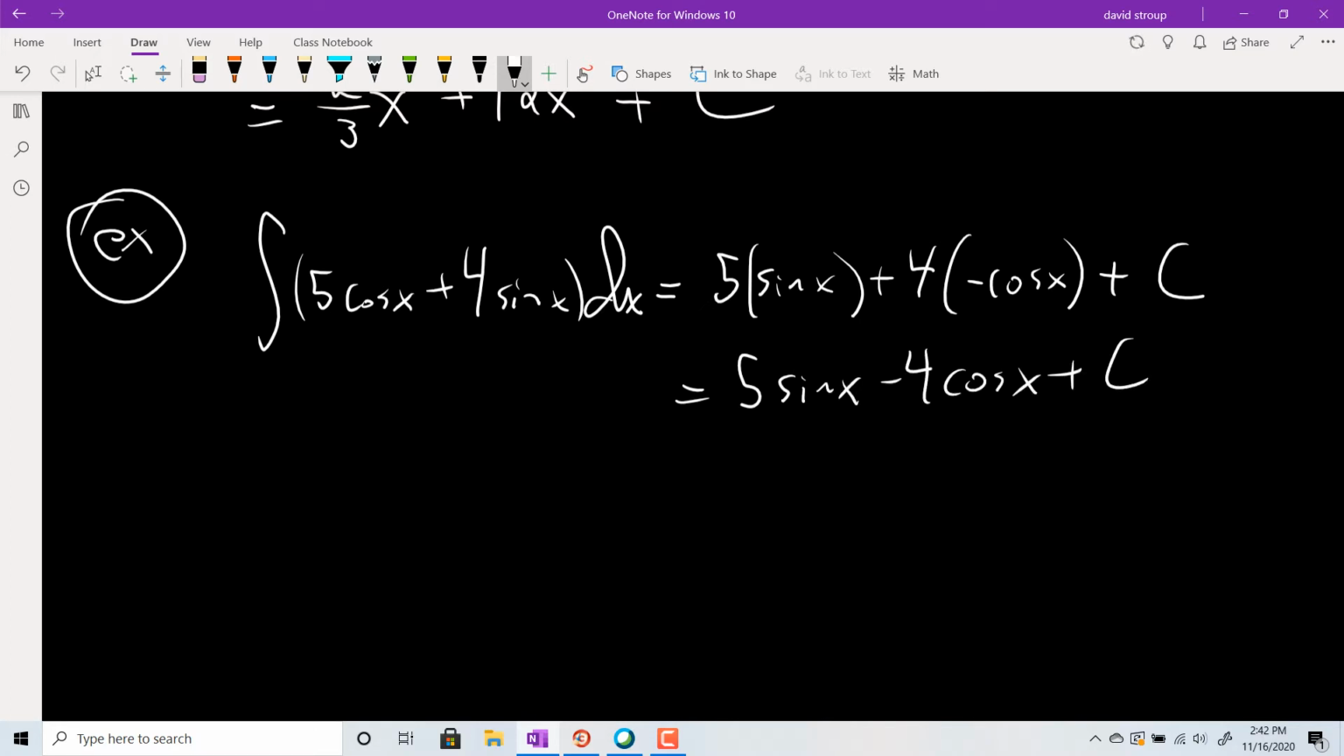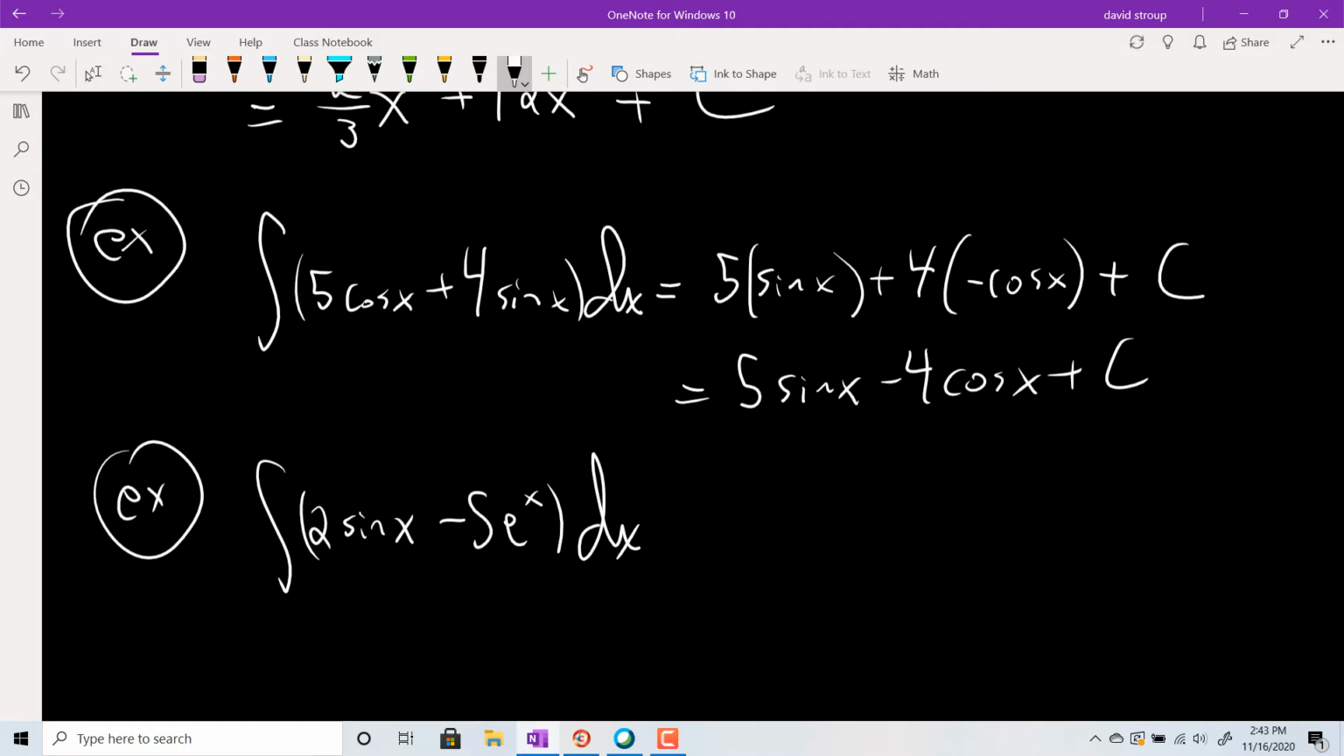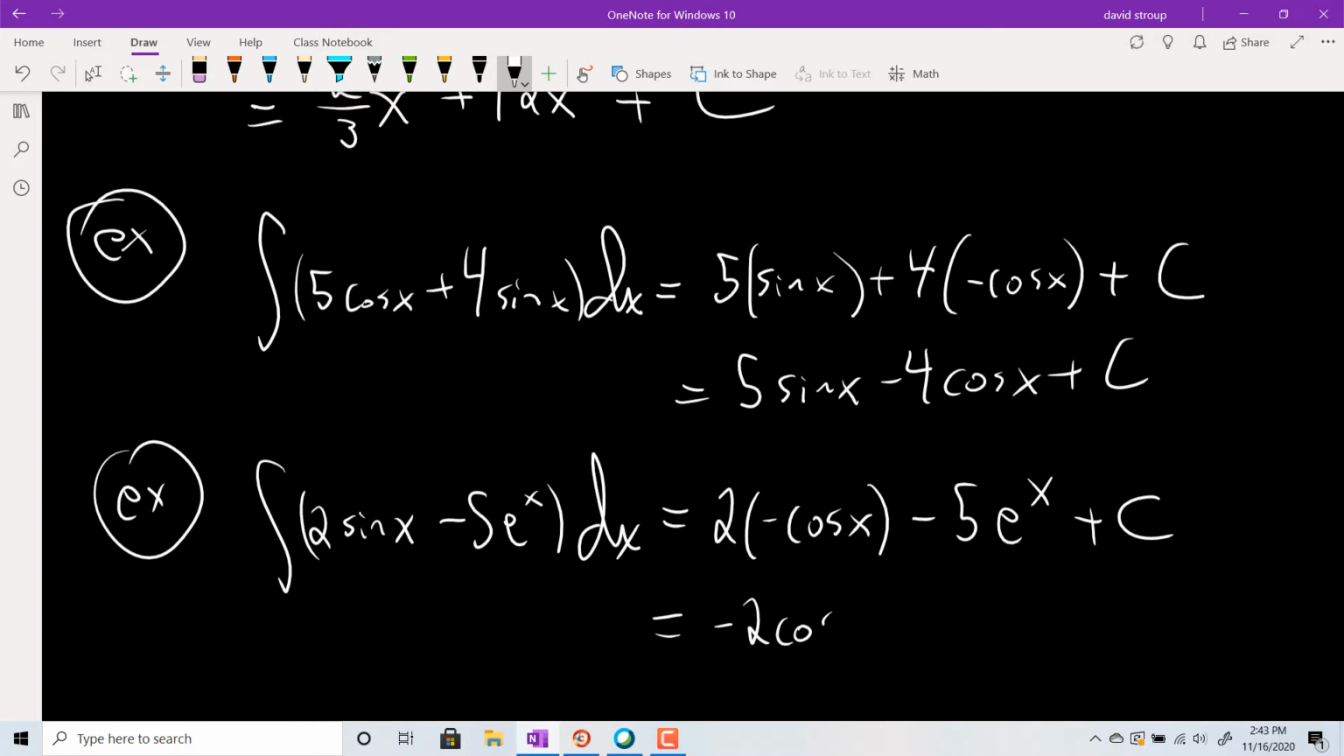Let's see. 2 sine x minus 5e to the x dx. Okay, so the integral of sine is negative cosine again, so we have 2 times negative cosine x minus 5 times the integral of e to the x, just e to the x right back. Go ahead and clean those up. Negative 2 cosine x minus 5 e to the x plus c.